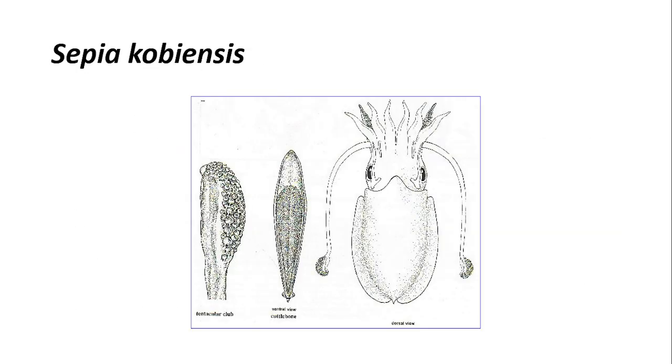Next, we move to Sepia covaensis. The key characteristic of the mantle is that it is very oblong, with the dorsal anterior margin of the triangular head V-shaped and reddish stripes on the dorsal mantle at the eye orbits.